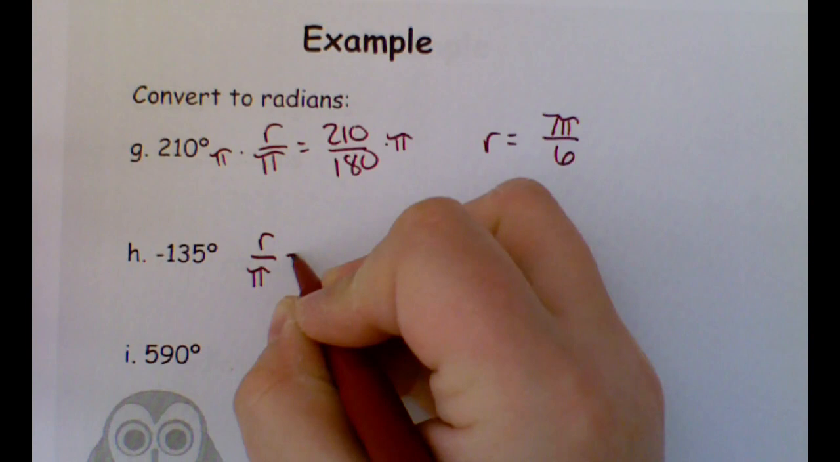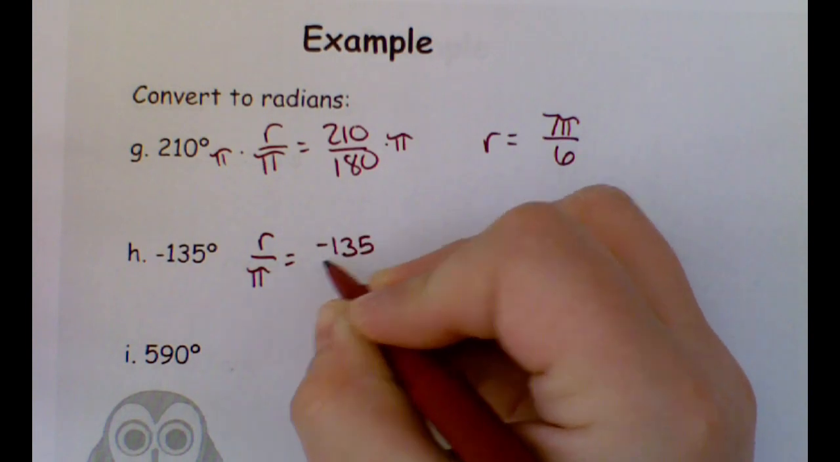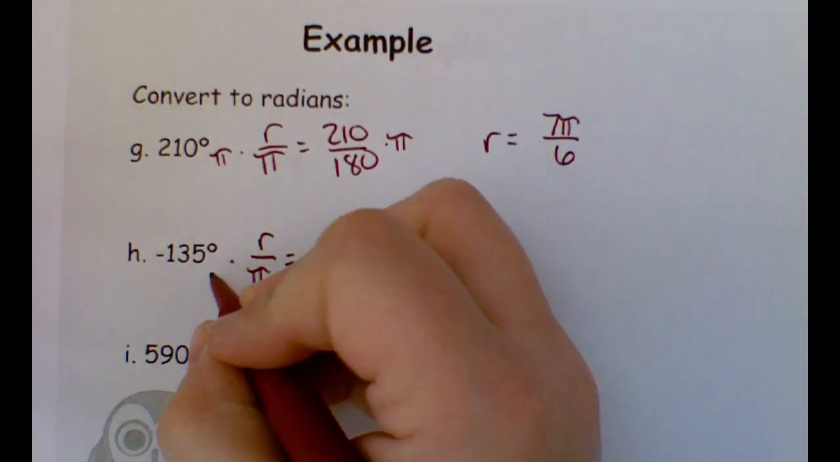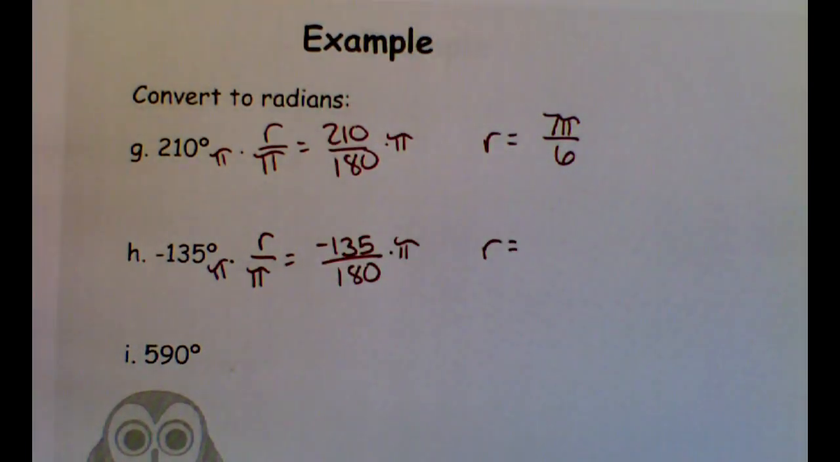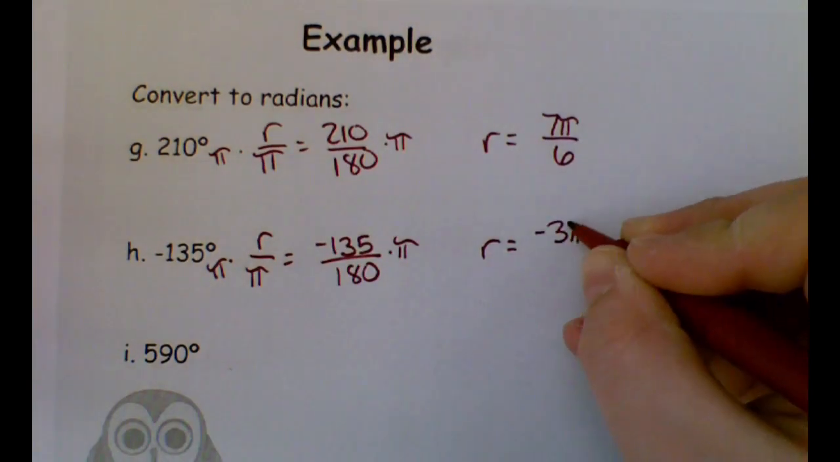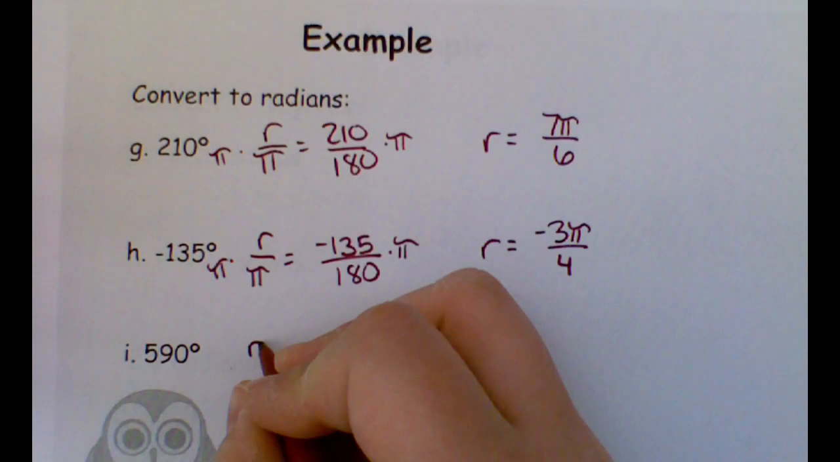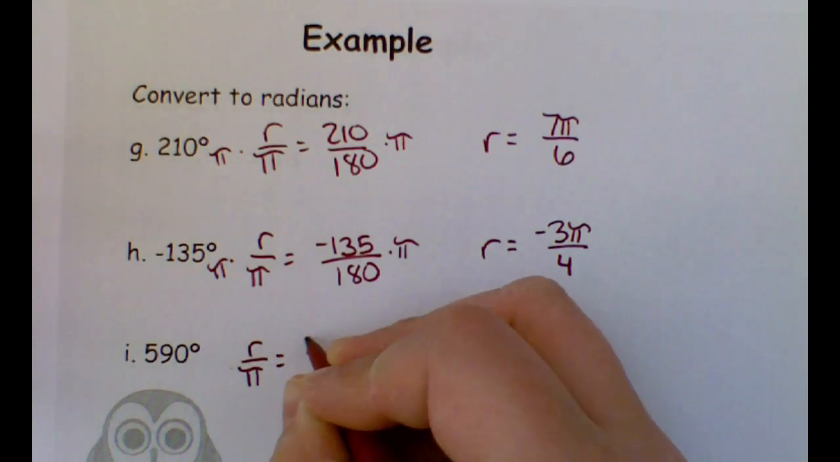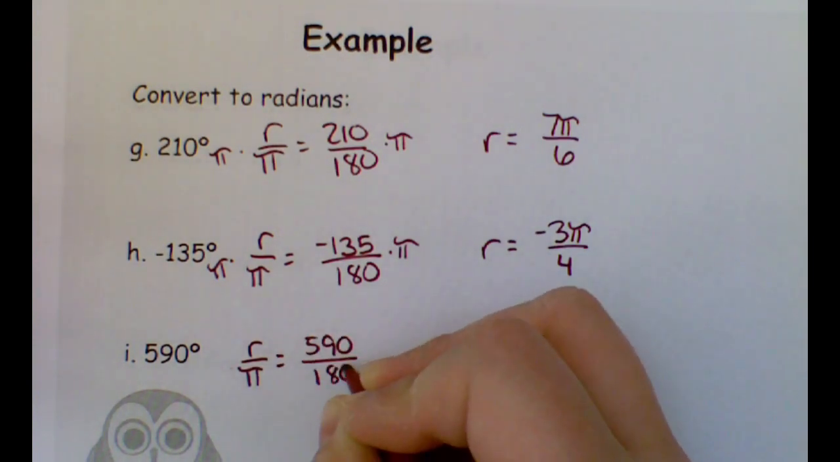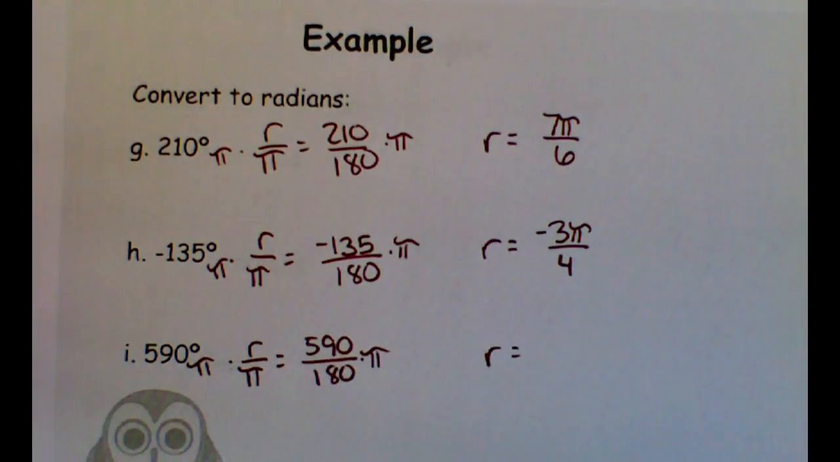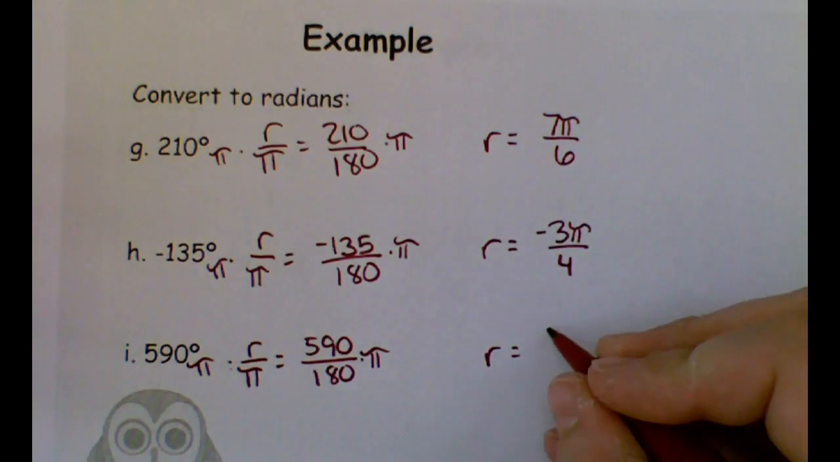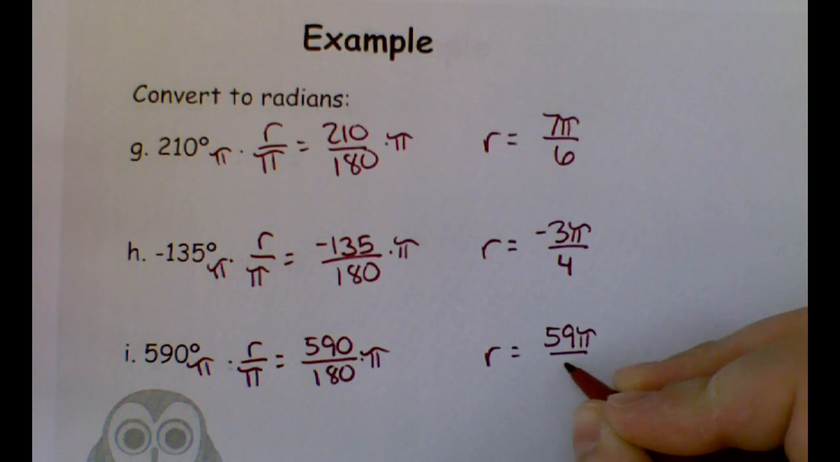Radians over pi equals negative 135 over 180. Multiply that pi over. We get negative 3 pi over 4. And radians over pi equals 590 over 180. Multiply that pi over. We get 59 pi over 18.